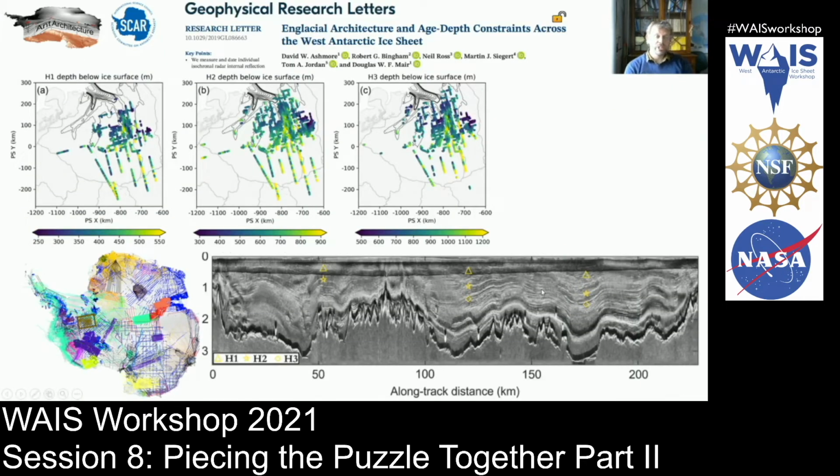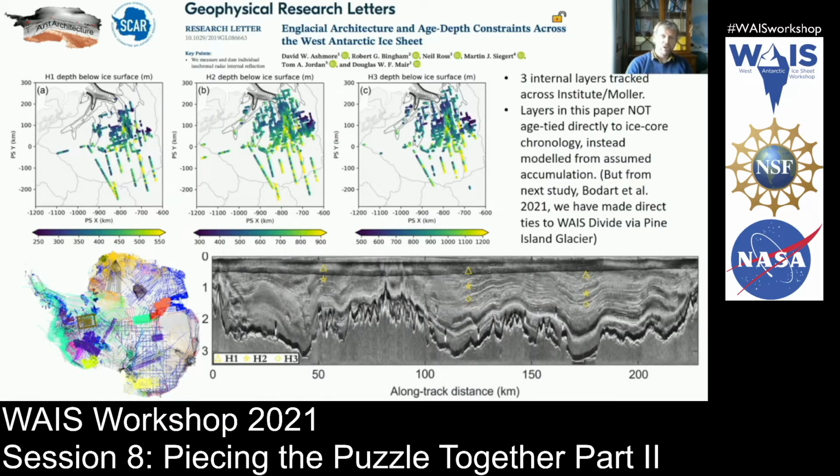This has been published in Geophysical Research Letters last year, and in this work we traced 3 layers very widely across the Institute and Möller ice streams draining into the Filchner-Ronne ice shelf. Of those layers, we were not able to tie directly to ice core data, and instead we assumed the ages from 1D modelling.